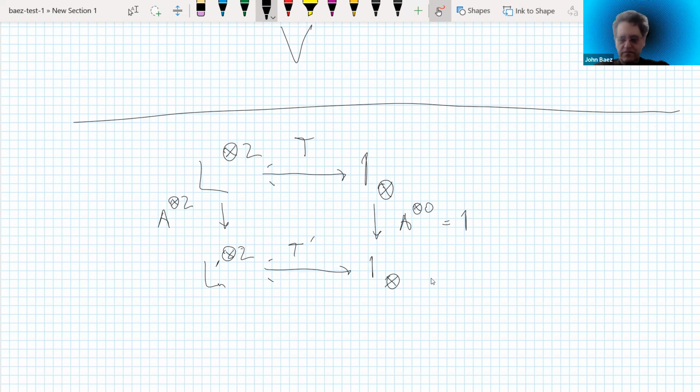So you can see what I'm saying, that the classification of the models of this theory. It's, I'm hoping it's going to be something very much like the square free integers.